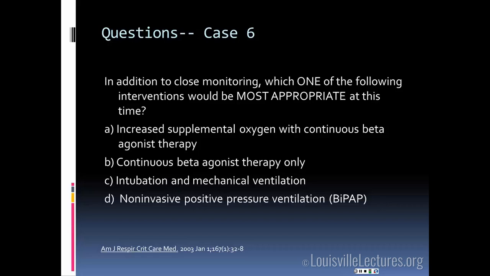A. Increase supplemental oxygen with continuous beta-agonist therapy. B. Continuous beta-agonist therapy only. C. Intubation, mechanical ventilation. D. Non-invasive positive pressure ventilation. And the answer here is non-invasive positive pressure ventilation. So basically, what this question is about is a patient with COPD with acute hypercapnic respiratory failure. In a situation like that, non-invasive positive pressure ventilation is highly, highly beneficial.